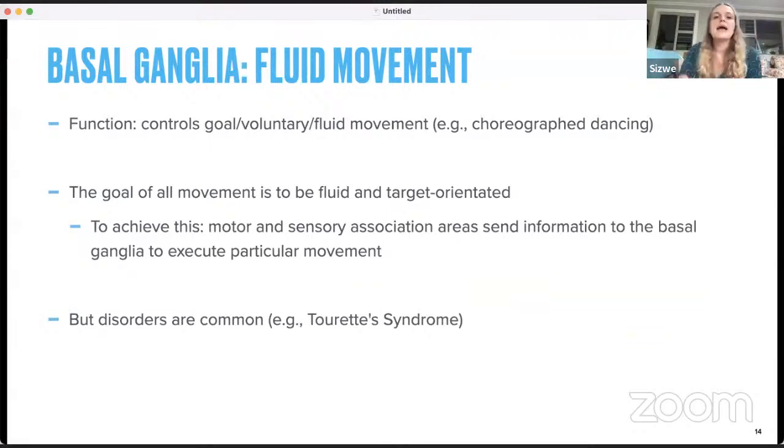So the basal ganglia's main function is fluid movement or goal movement, voluntary movement, any of those things. It basically means like you are coordinated, like you're not just happening to move. It's literally like I'm thinking to myself right now, okay, I'm going to lift my hand and wave and then put my hand down. So it's that fluid choreographed movement. The best example they always use is choreographed dancing. Okay, so a ballerina, you'll see the basal ganglia lighting up like a Christmas tree when this is going on.